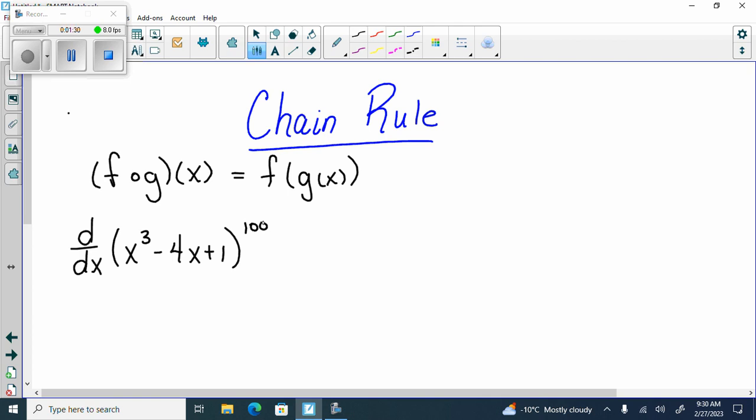If this is f of g of x, this is the g of x. x cubed minus 4x plus 1 is the g of x, correct? What is the f? x to the power of 100. That's all the f is. The g is what's sitting inside. So g of x would be x cubed minus 4x plus 1. f of x is just x to the 100, and we're putting g in for all the x's. Ready? It's just f of g of x.